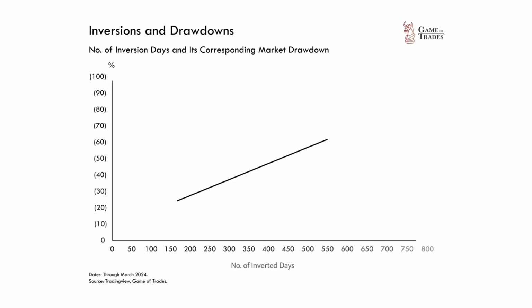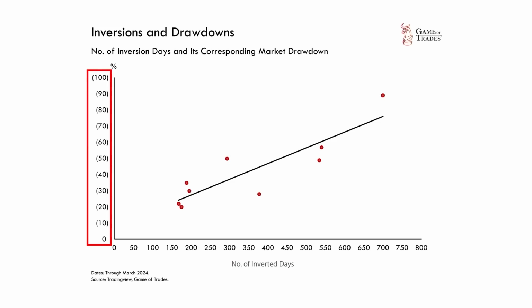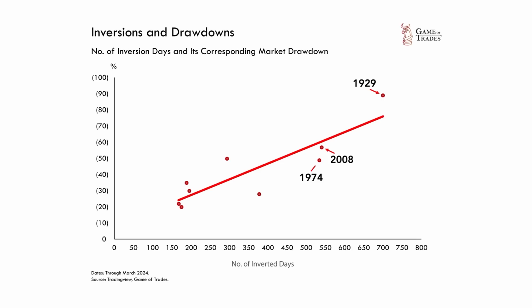When we plot this on a graph of the number of inverted days against the drawdowns that the stock market experienced following each inversion, we do see that there is a correlation between the number of days where the yield curve was inverted and the stock market drawdown. This is the 1929 episode, this is the 2008 episode, 1974. This is 1969, 1989, and 2020 right here.